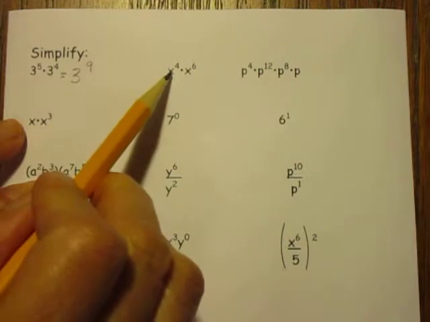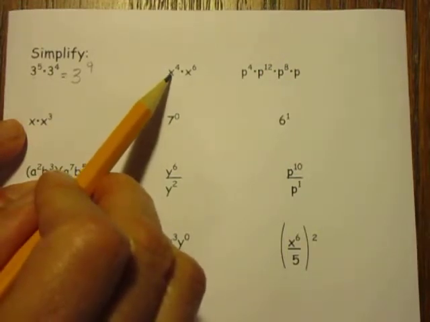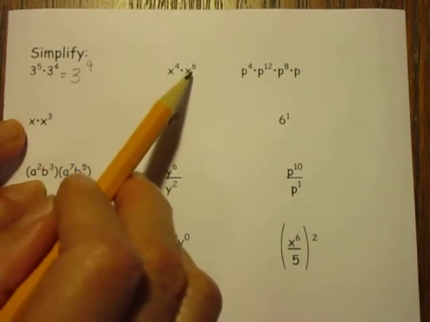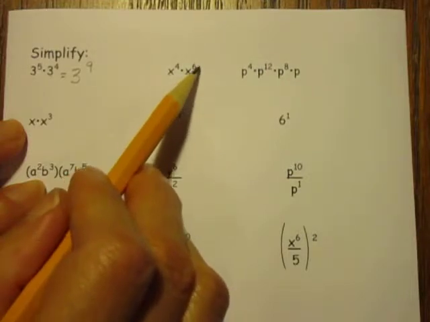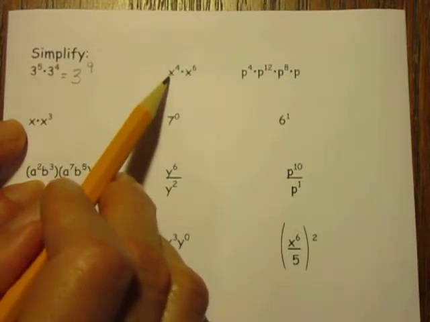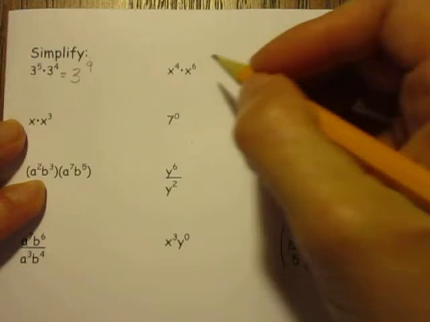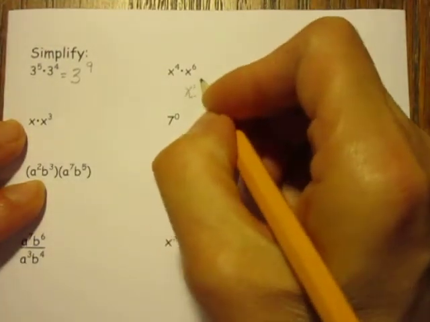Okay, here I have a base of some unknown number x to the 4th power times same unknown number x to the 6th power. We have like bases here, so we can go ahead and add those exponents. So this would be equal to x to the 10th.